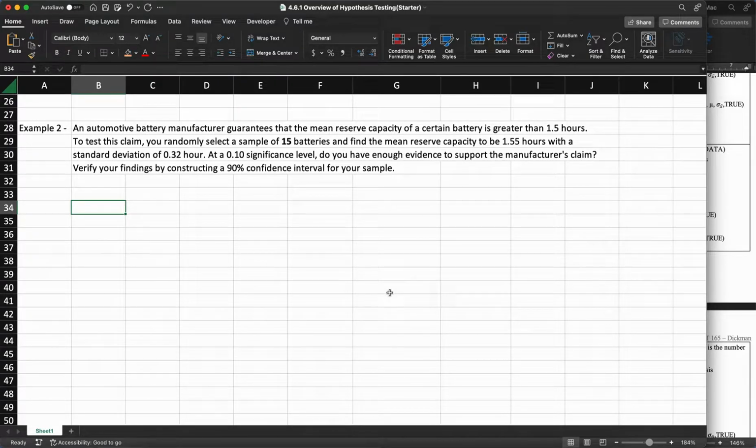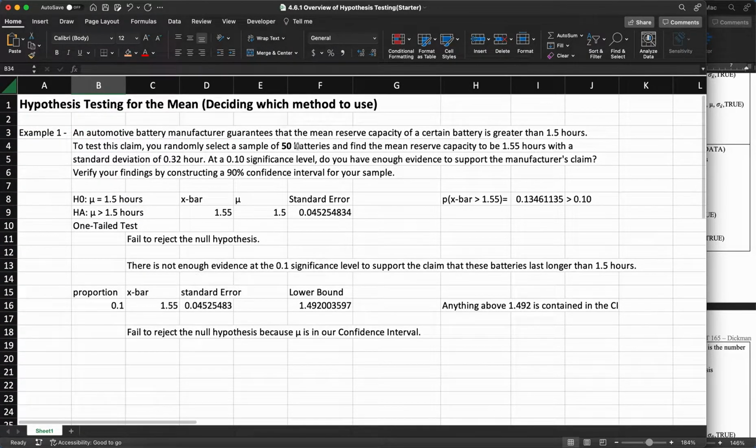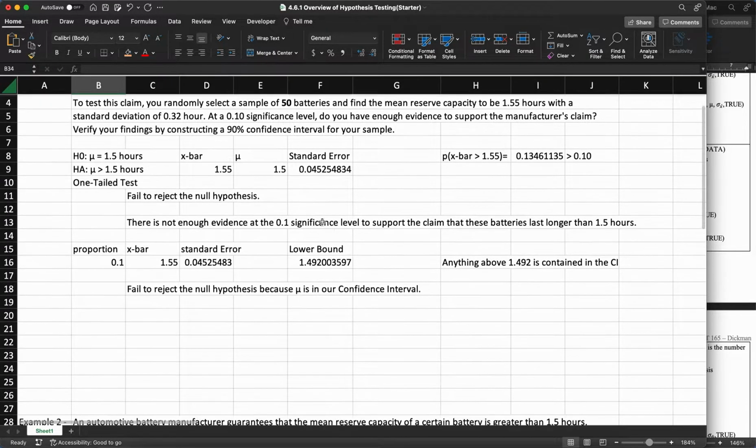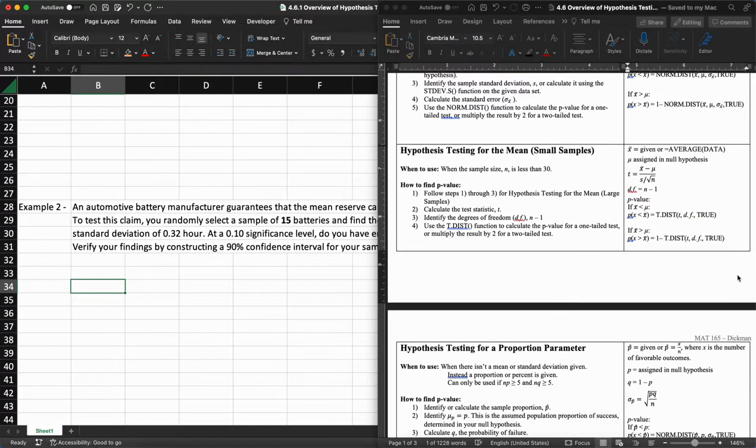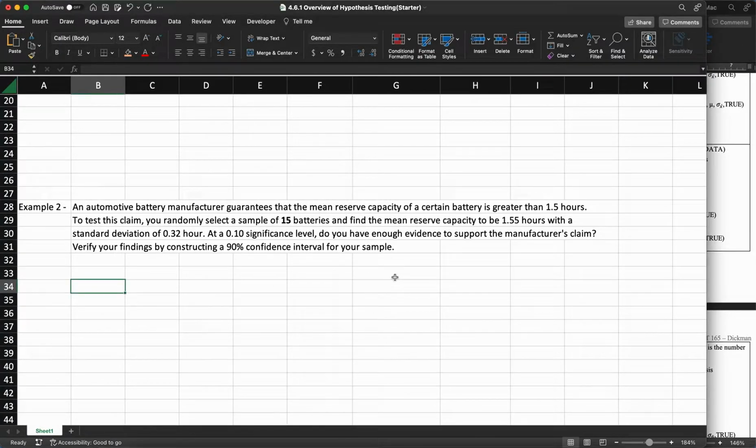Hey everyone! In this video, we're going to do almost the same exact problem that we just did, except the difference this time is you can see we're only taking a sample of 15 batteries instead of a sample of 50 batteries. Since 15 is smaller than 30, I know that I'm using a hypothesis test for the mean small samples. Now, how do I know it's still a hypothesis test for the mean? Because I'm given a mean and standard deviation of a sample.